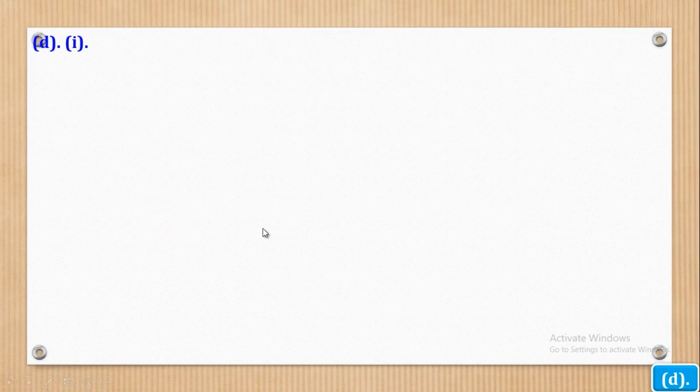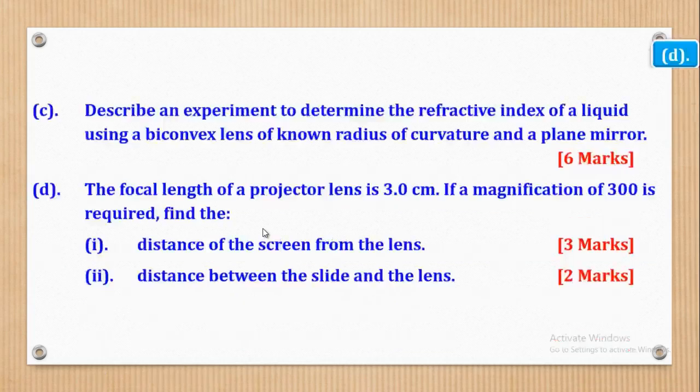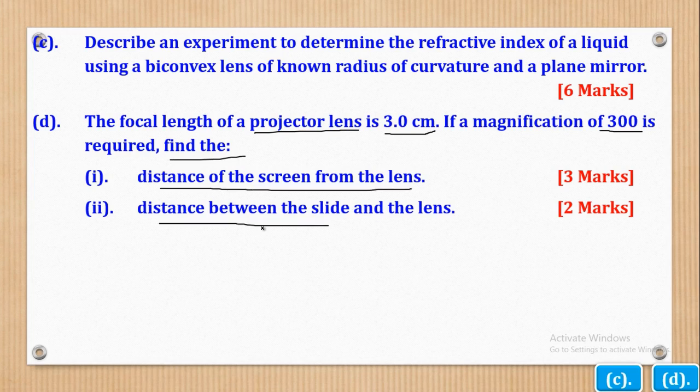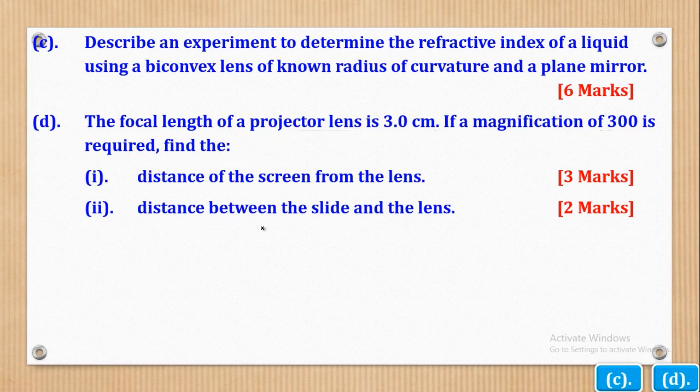So now we shall go to part D, Roman 1. Part D says that the focal length of a projector lens is 3.0 centimeters. If a magnification of 300 is required, find Roman 1 the distance of the screen from the lens, and Roman 2 the distance between the slide and the lens.